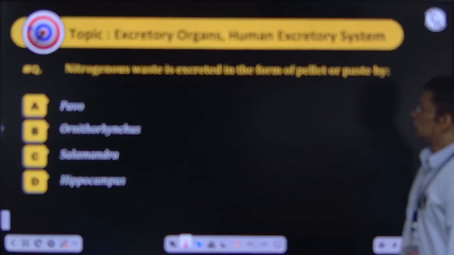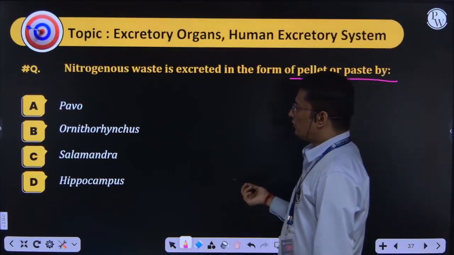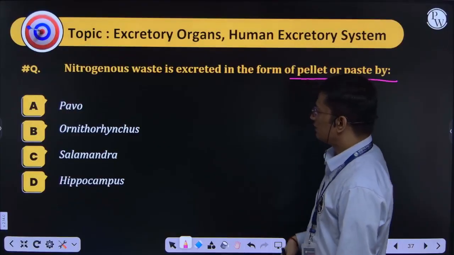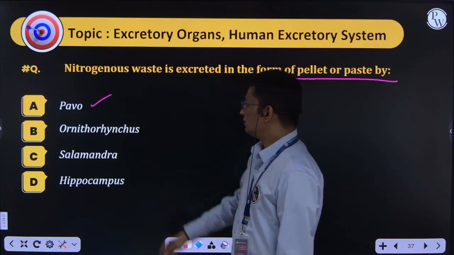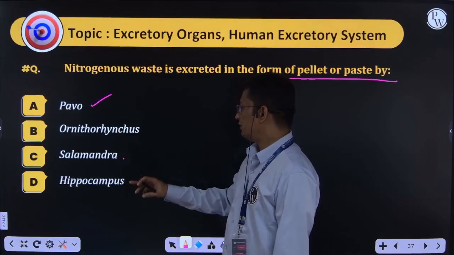Next one, nitrogenous waste is excreted in the form of pellet or paste. So in the form of pellet or paste, who will excrete? Birds. This is fishes, amphibia, mammals.